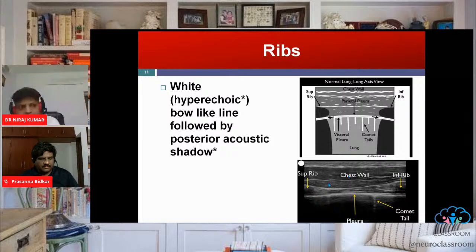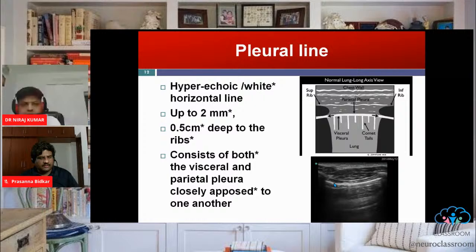So identification of the rib is very important. Then we will try to recognize this pleural structure, that is the pleura. This is the superior rib, this is the inferior rib. And just 0.5 centimeter or 5 millimeter below the rib, you will get this bright hyperechoic structure, that is the pleura. So identification of the pleura is very, very important. Remember, the normal thickness of the pleura is about 2 millimeter.